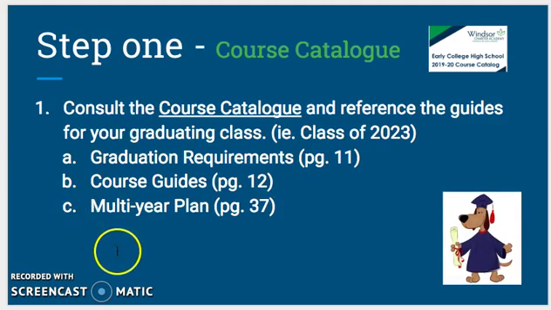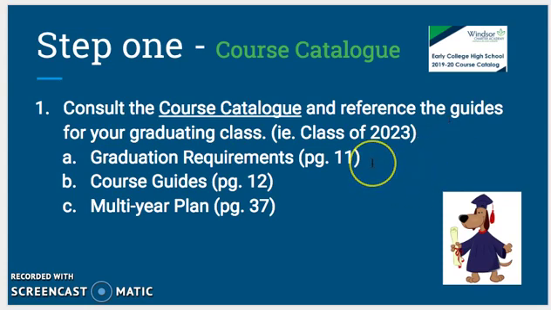Step 1, you are going to consult the course catalog. The information in the course catalog can be found on our school website. I'll show you how to find that. And it is most often organized by the year you are graduating. So what class are you in? You have a class of 2020, 2023, what year are you graduating? So that is a good way to find the information.